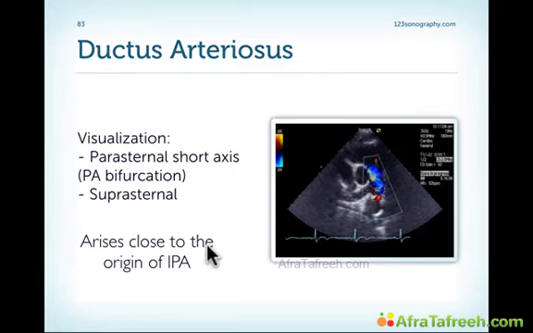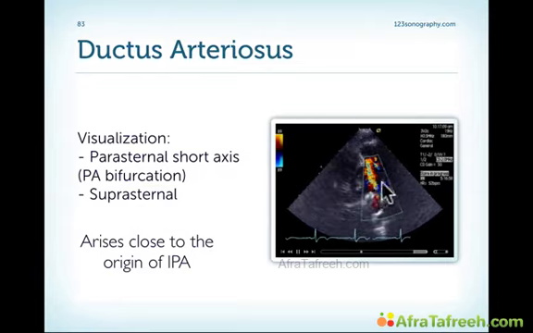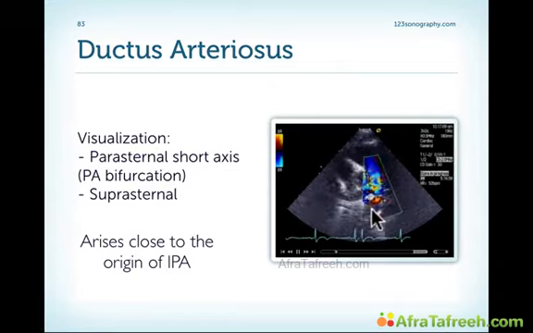How do we detect a PDA by echo? We will use the short axis view. We see here the aorta, we see the pulmonary artery with the branches, we see the aorta. And again, color is very helpful to confirm that there is shunt from the aorta into the pulmonary artery.